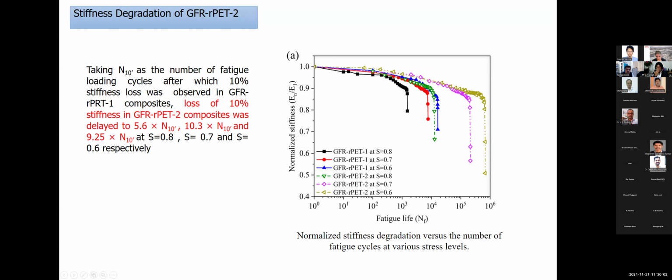If I look at this curve, it tells me that if I take N10 as the number of fatigue cycles at which 10% stiffness loss is observed, we find that this 10% from 1, if I come to 0.9, so if this is 1 normalized, if I come to 0.9, the first three come very fast, whereas for the modified one, which is the graphene addition, this 10% loss is observed at much higher values, 5.6 times, 10 times, or 9 times. So your fatigue damage is delayed.